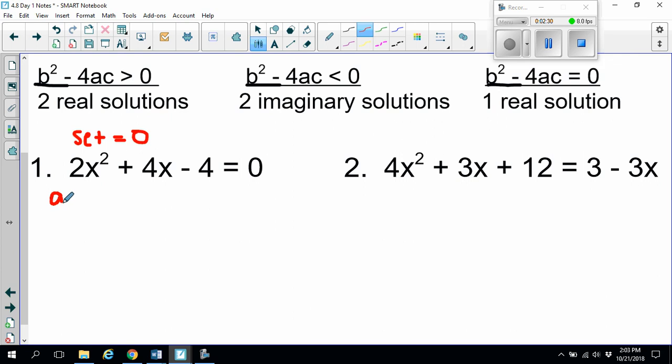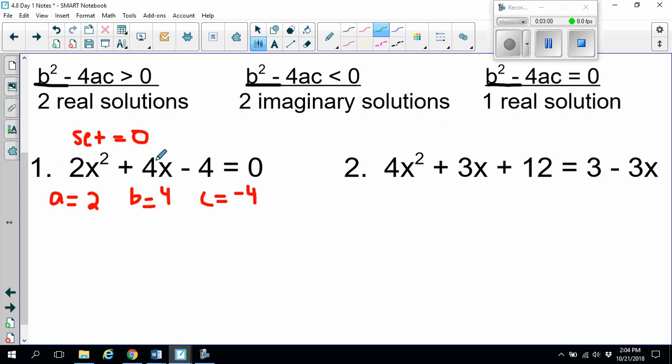Let's identify our a value. Remember, the a value is in front of the x squared term. In this case, it's 2. Now let's identify the b value. That is right in front of our x term, which in this case is 4. And then our c value is the constant, the one without a variable. In this case, it's negative 4. So make sure you really pay attention to the signs. If there's a minus, that does indicate that that value is negative.